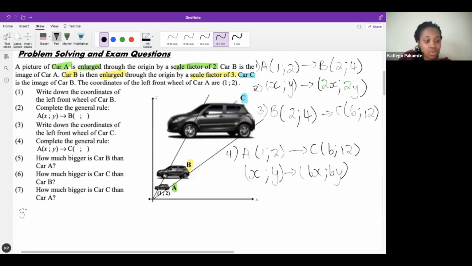Now, let's go to number 5. Number 5, 6, and 7 should be very easy since you guys answered the rest of them. How much bigger is car B than A? Look at your scale factor. How much bigger is car B than A?